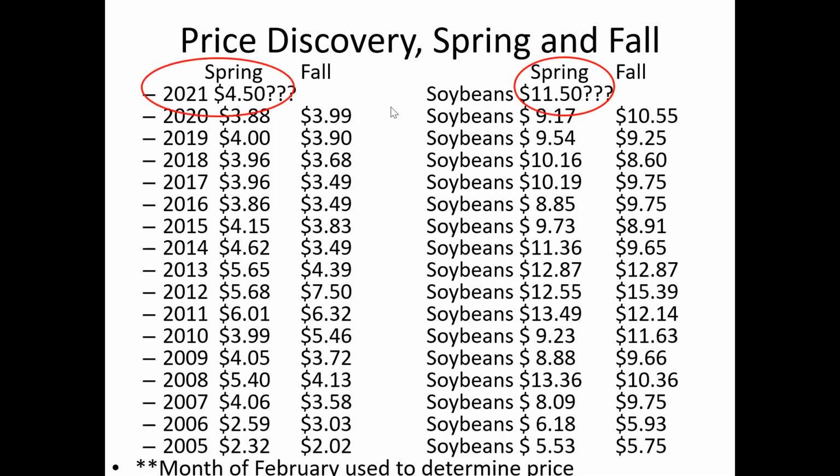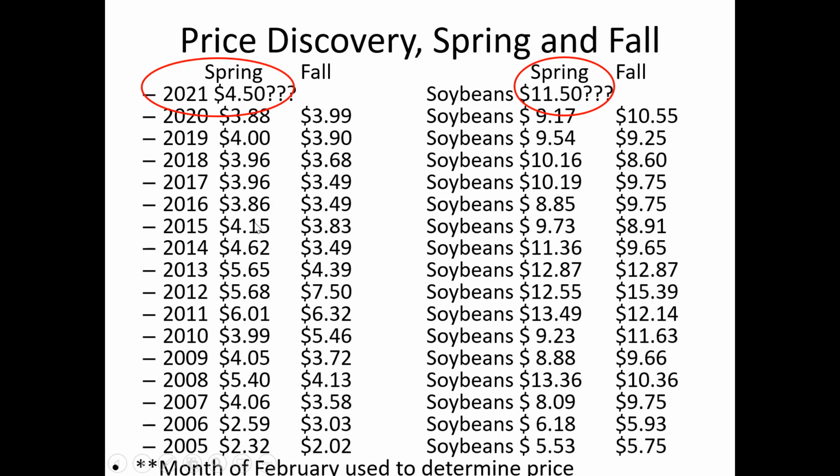So again, here's a summary. Looking back here, I did want to point out '06 and '05. When I started, $2.59 was the spring price, and when I was in college at Iowa State, $2.32 was the starting price. It's hard to get a very good guarantee with $2.32 corn. It's a lot more fun with $3.99, $6.01, $5.68, or even $4.50.